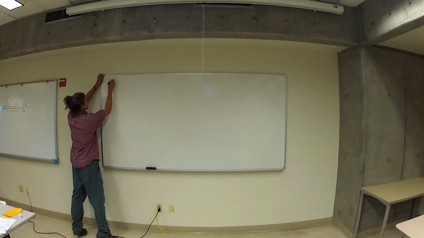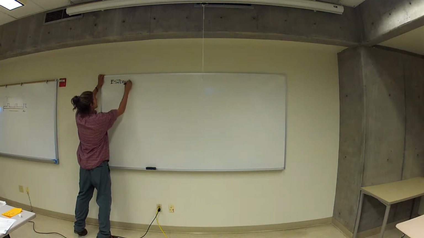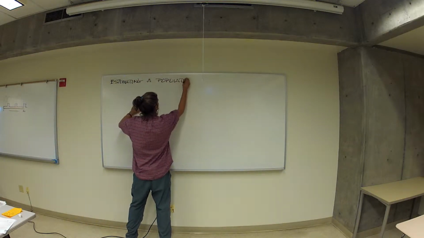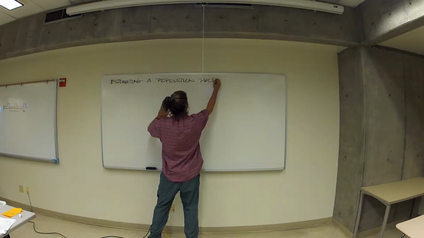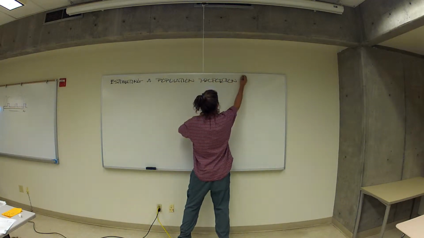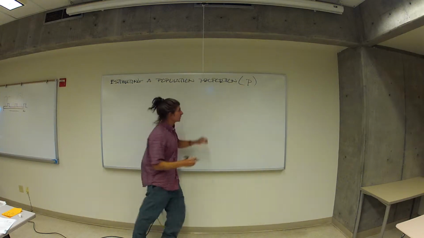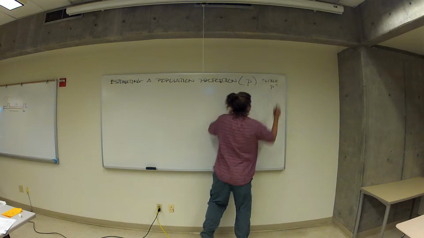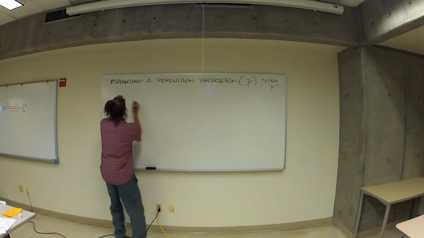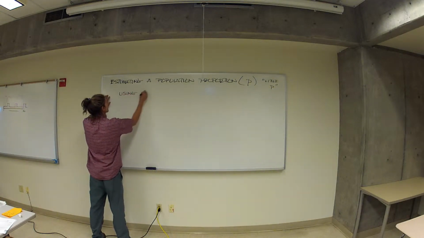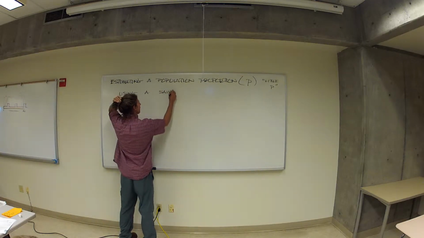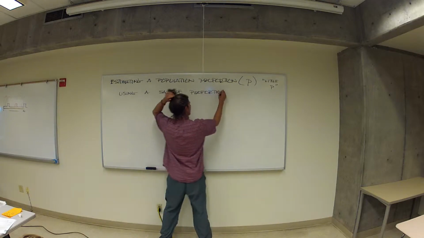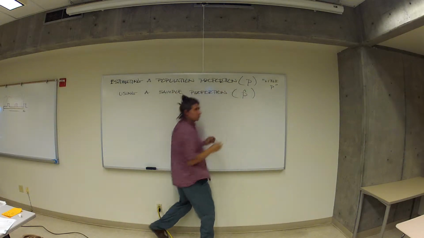Here's the first topic I'm going to play with today. We're going to estimate a population proportion, which we call little p, using a sample proportion, which we call little p hat.